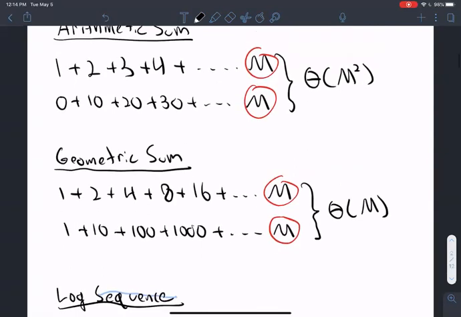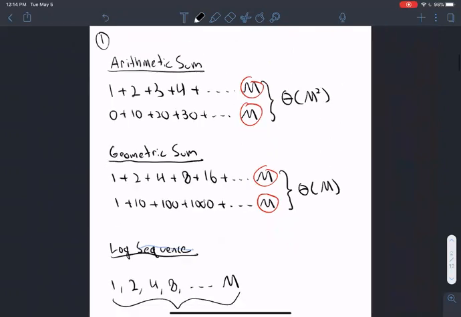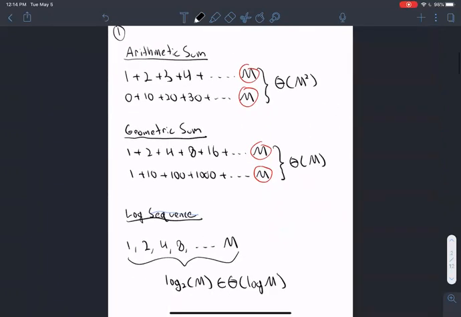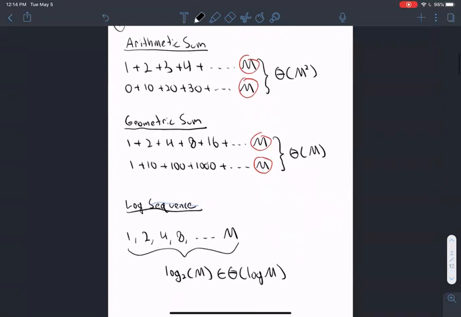Okay, anybody have a question about any of these before we go on? I'm a little confused on the difference between the log and the geometric, because they're both multiplying by 2, right? So when do we know that we're not summing it, but they're just different sizes? Yeah, we'll see that in the examples.